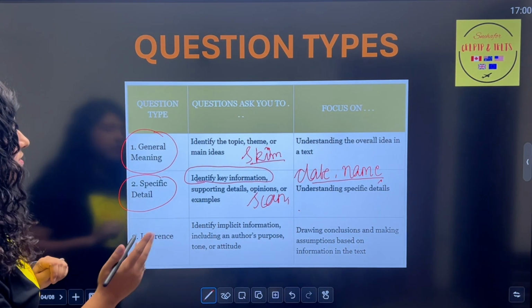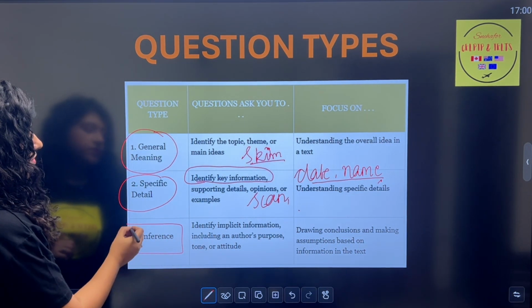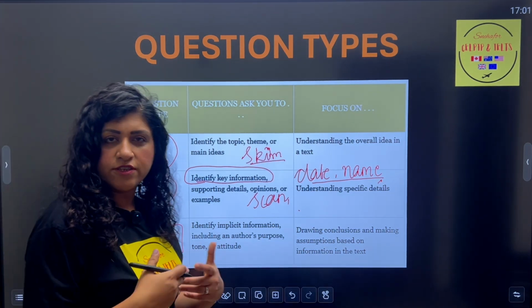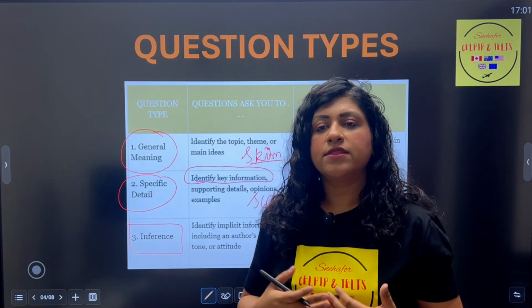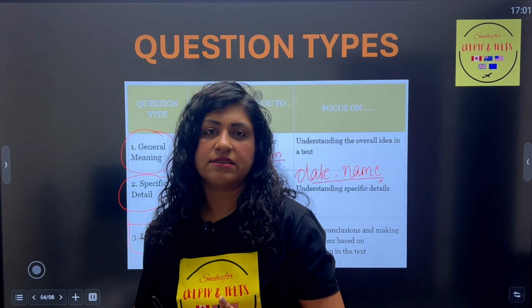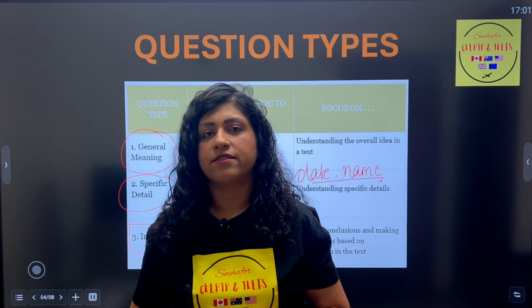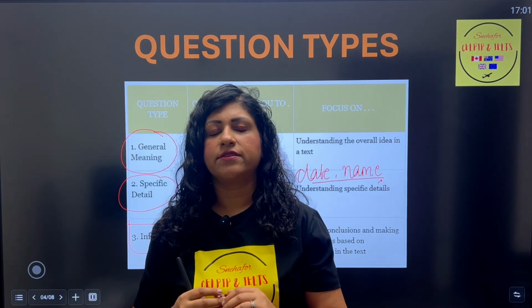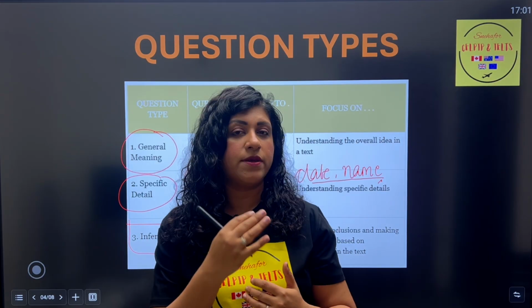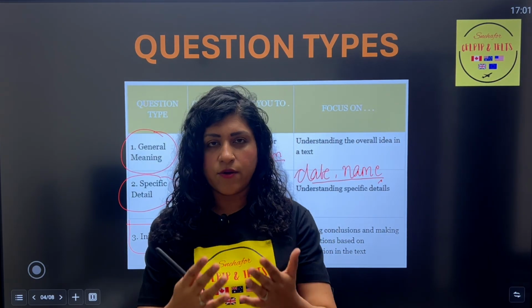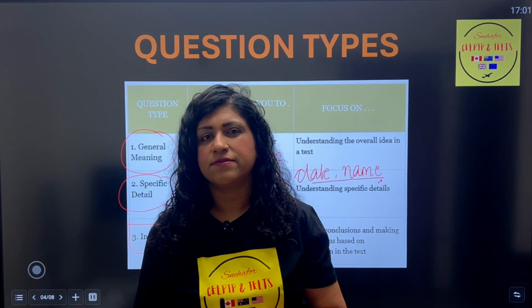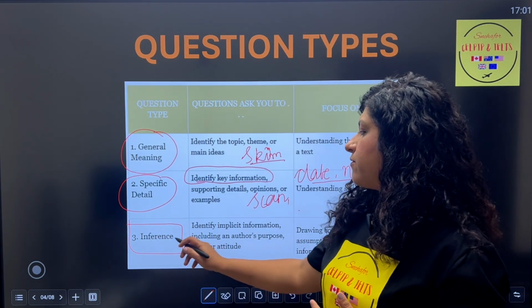The third type of question that is asked is inference based. Now, what happens in inference based questions is that the information is implicit. That means it's not directly stated in the text. You have to understand the text, come to a conclusion on the basis of your understanding, and accordingly mark the correct answer. So these are called inference based questions.